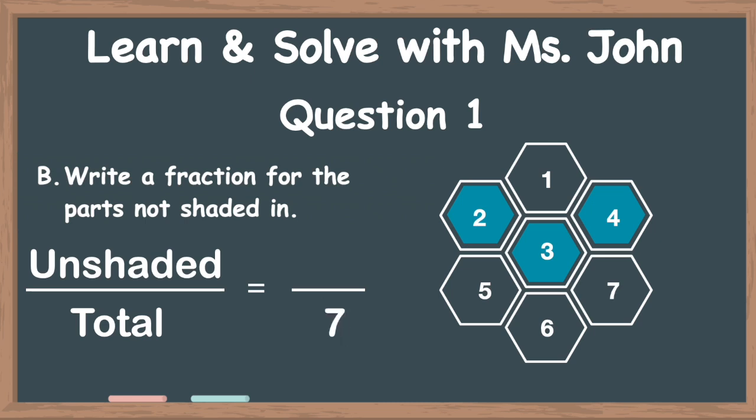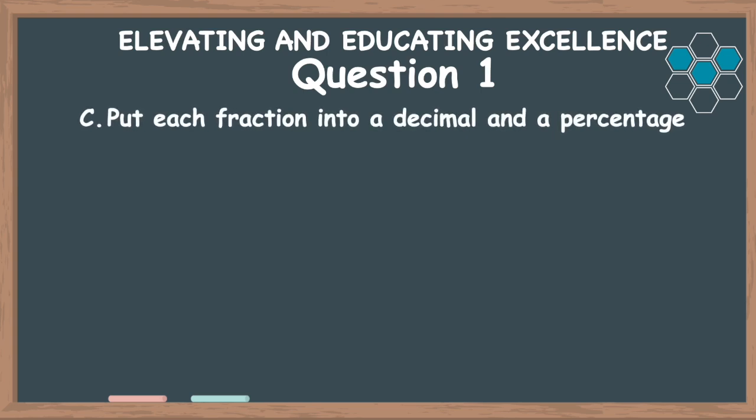Now we're going to count how many of the parts are not shaded in. So 1, 2, 3, 4. There are 4 parts in this image that is not shaded in. So therefore the answer is 4. The final answer is 4/7. Now we're going to put each fraction into a decimal and a percentage. So let's first start with the decimal.